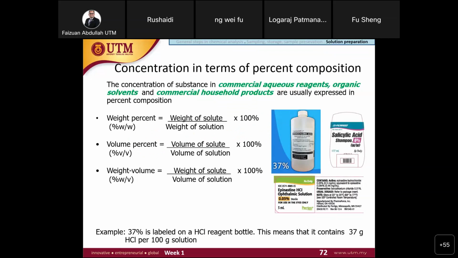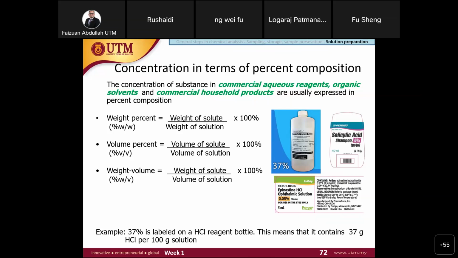meaning the weight of solute divided by the weight of solution times 100. Then we have volume percent, which is the volume of solute divided by the volume of solution times 100. And we also have weight-volume percentage, which is the weight of solute divided by the volume of solution times 100. But normally we use percentage weight by weight and percentage volume by volume.